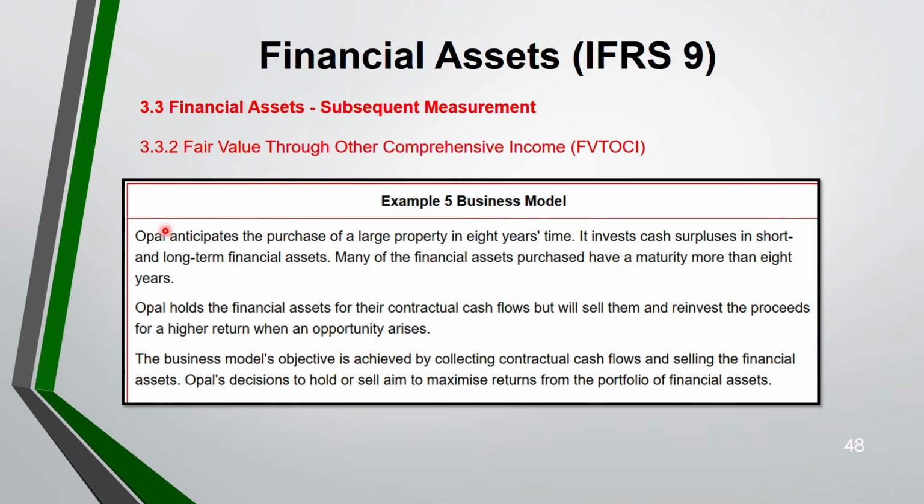So this is Opal, who is anticipating the purchase of a large property in 8 years' time. They are investing their cash surpluses in short and long-term financial assets. Most of the financial assets they have purchased have maturity of more than 8 years. They are collecting cash flow and they are selling and reinvesting that proceeds for higher return. Now you see the business model is collecting cash flow and selling. So Opal's decision to hold or sell aims to maximize returns from the portfolio of financial assets. You see?